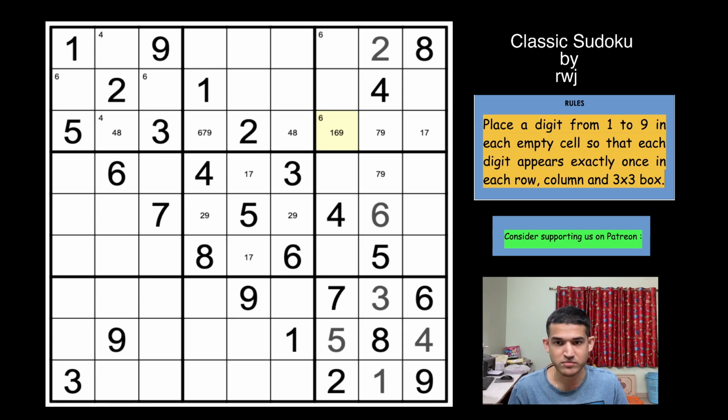Okay, let's look at column 7. Where does the 8 go? 8 can't be in these three cells. 8 cannot be in row 6. So 8 goes here. And that puts 8 into these two cells.